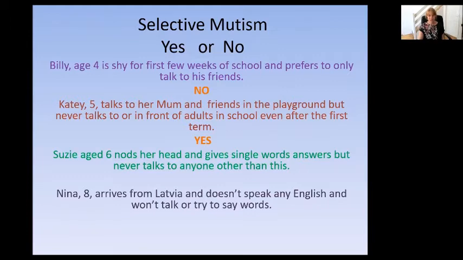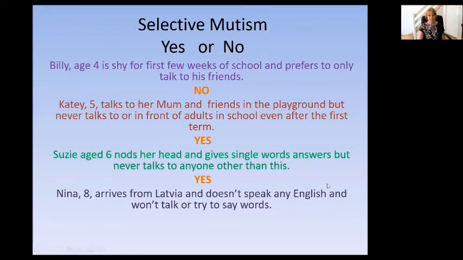Susie, age 6, nods her head and gives single word answers but never talks to anyone other than this. We've again put yes, we'd want to consider if this is selective mutism. So even though she's talking sometimes, she's not talking freely in school and she's very quiet otherwise. So some children will try and be a bit compliant, they'll force themselves to nod or give a little answer, but actually they're not feeling comfortable enough to talk in a free way. So we would want to look at that situation.